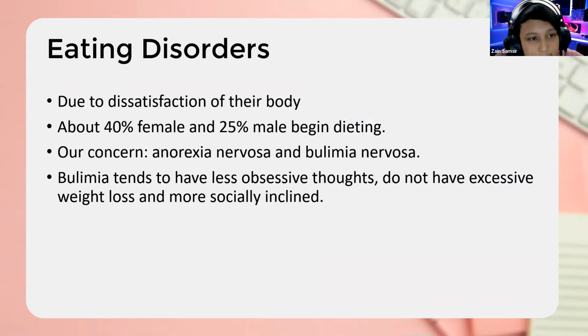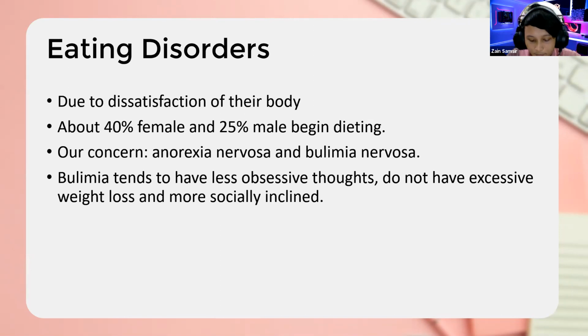So next is eating disorders. Eating disorders are usually due to dissatisfaction with their perception of their body. About 40% of females and 25% of males begin dieting at the age of adolescence. Dieting can be healthy and can be unhealthy. Our concern is the unhealthy part, which are anorexia nervosa and also bulimia nervosa.